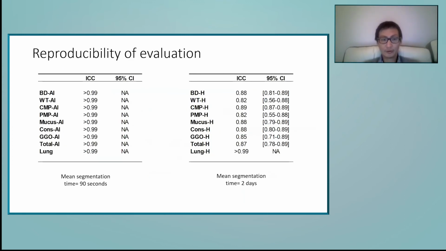And the reproducibility, because this is a software-based, fully automated segmentation, the reproducibility was perfect for AI and imperfect for the human evaluation. And the AI was able to do this huge job in about 90 seconds as compared to 2 days for a human to segment a full lung volume over hundreds of CT slices per patient.